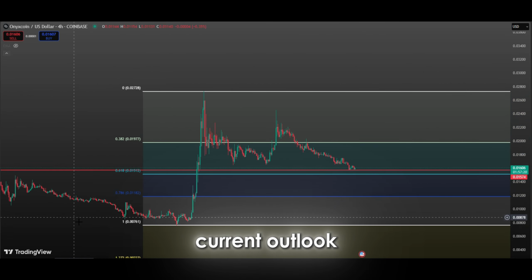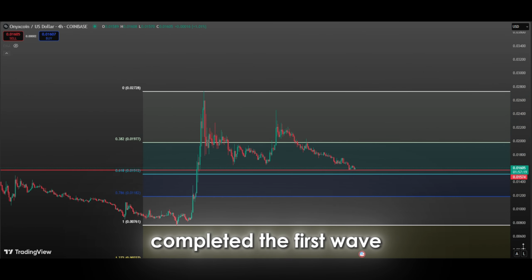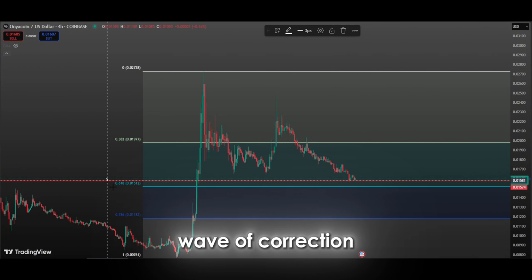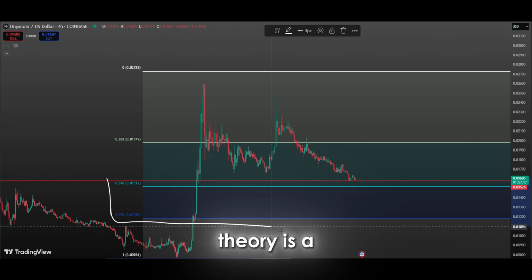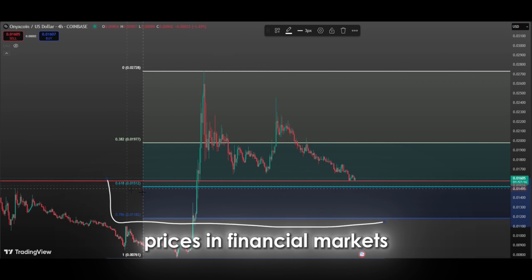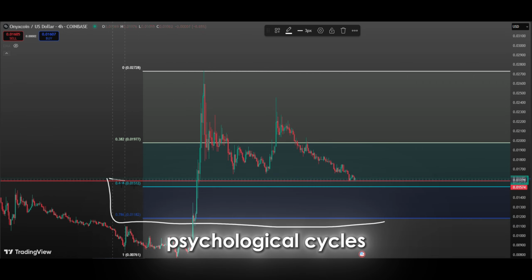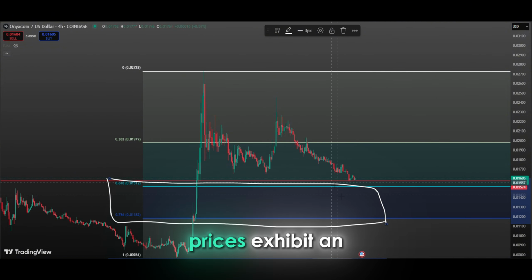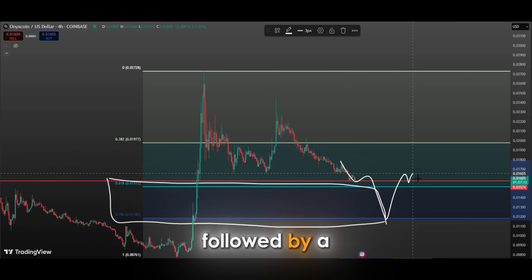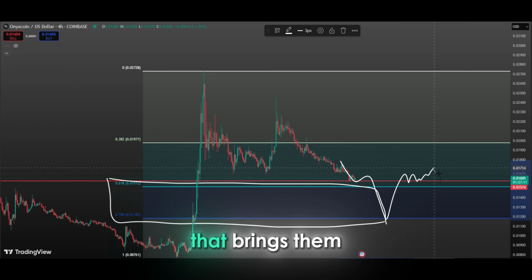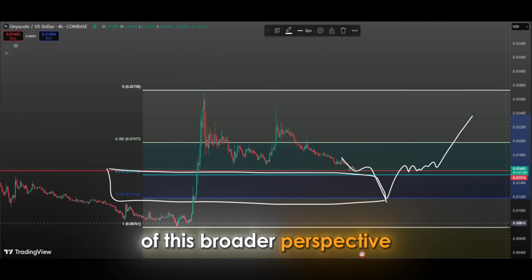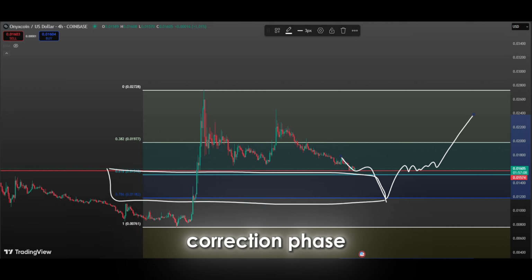According to the current outlook, the market has completed the first wave on a broad scale and may now be positioned in the second wave of correction. The Elliott wave theory is a powerful theory that argues that prices in financial markets move in certain psychological cycles and patterns. According to this theory, prices exhibit an impulsive structure consisting of 5 main waves, followed by a 3-wave correction that brings them to rest. The current structure may be pointing to the second wave of this broader perspective. That is the correction phase.